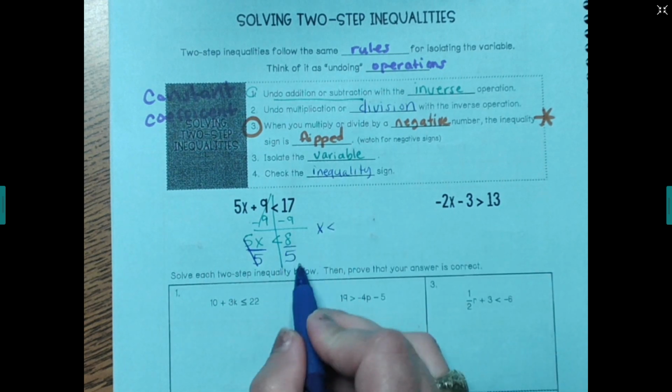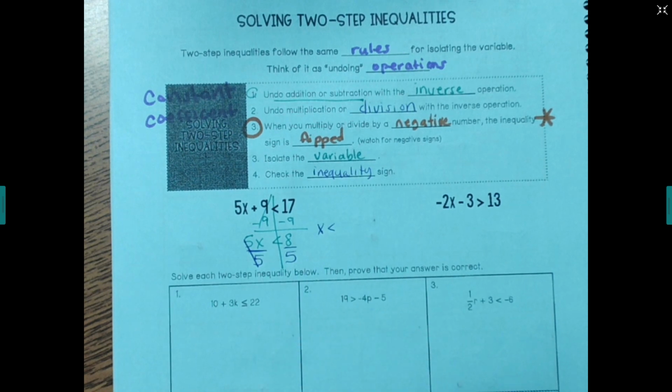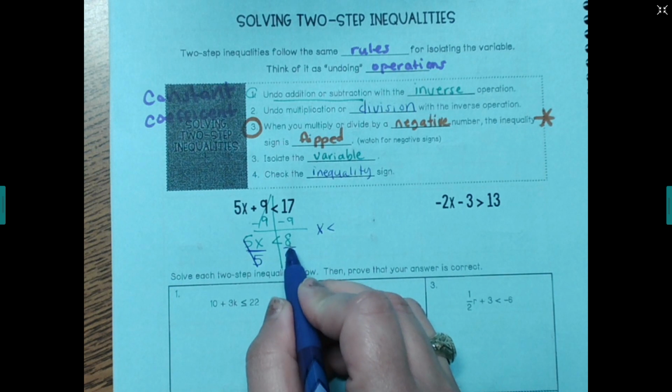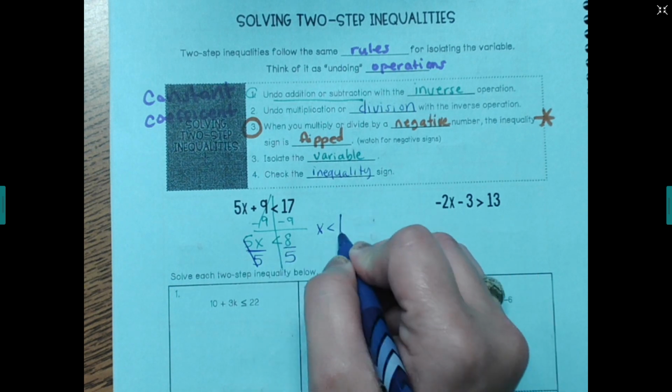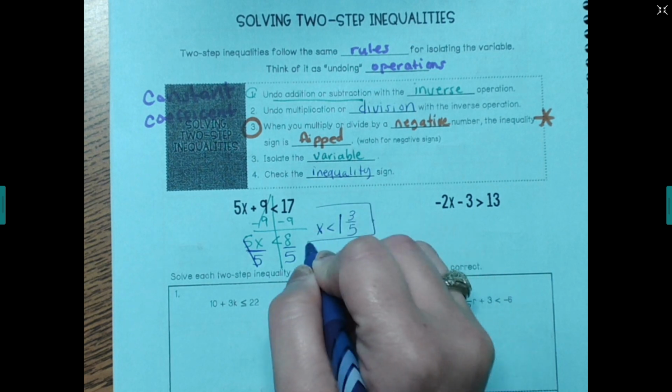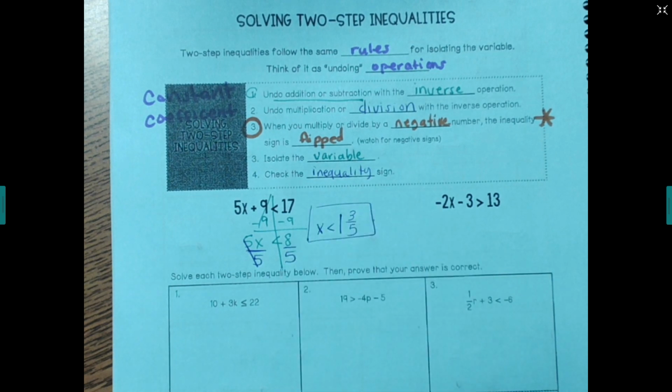Now this isn't going to go in nice and neat and perfect, which is unfortunate, but that's okay. I'm going to make it a mixed number. So I have 8 over 5. It's 1 and 3/5. 1 and 3/5. Okay.